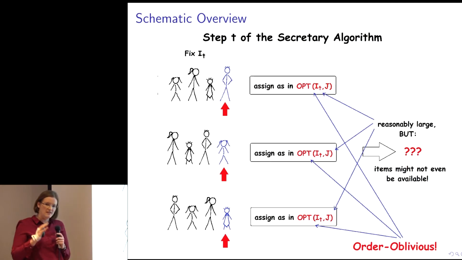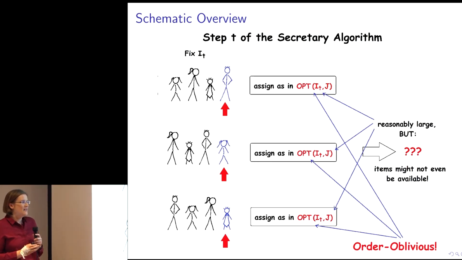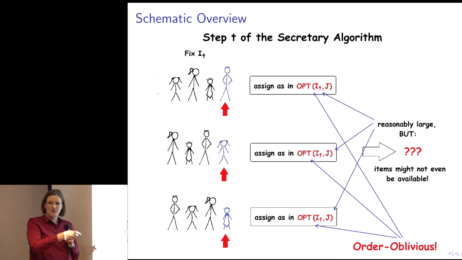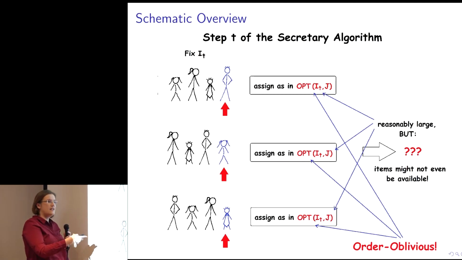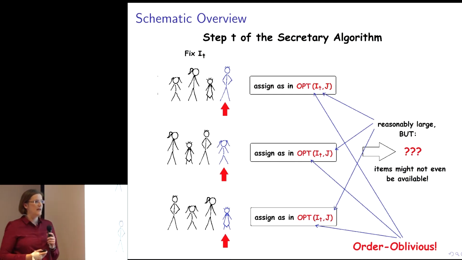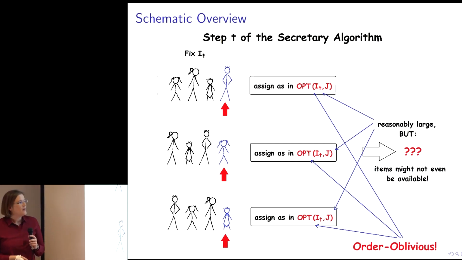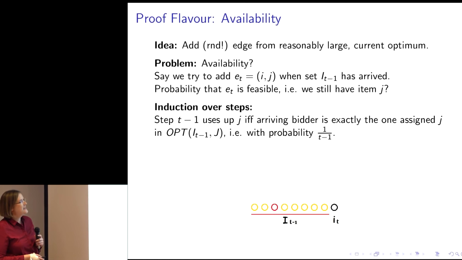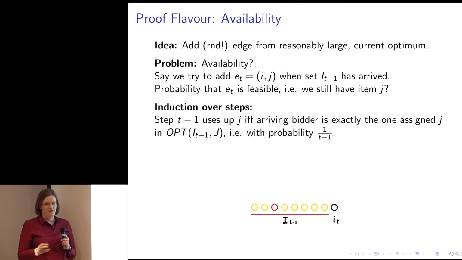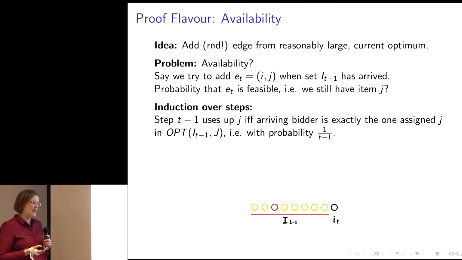But let's just note as a beginning that what happens here is reasonable in the sense that for every order, as long as IT is the same, so the set of arrived bidders, we compute the same matching, but we will assign a different edge from it, right? So this is very reasonable. However, we have to bound the probability that we actually can. Let's look into that shortly. I just want to give a flavor of how the proof goes.